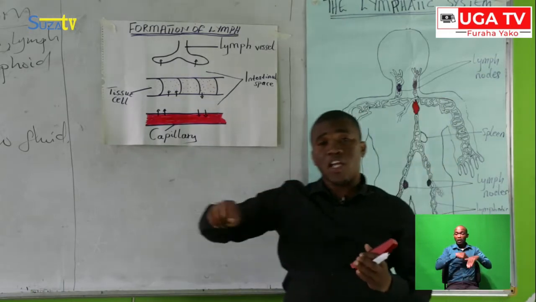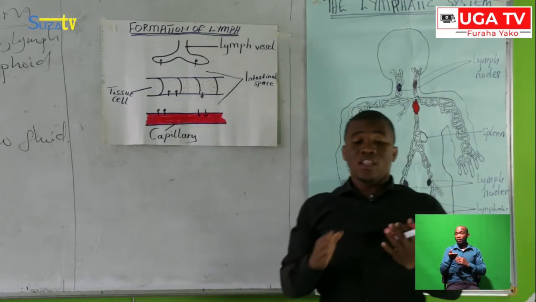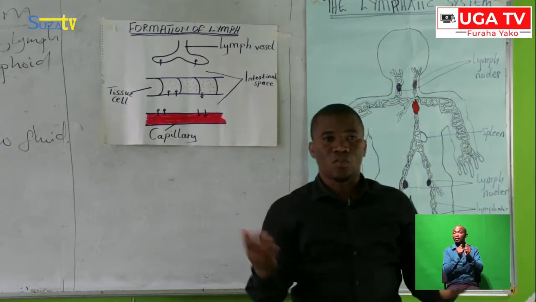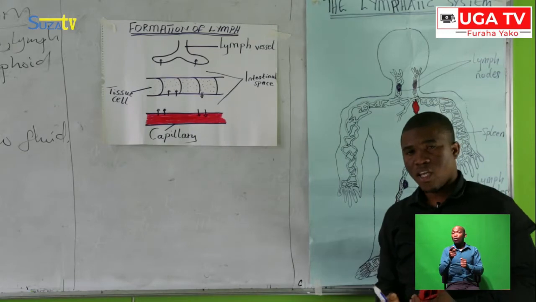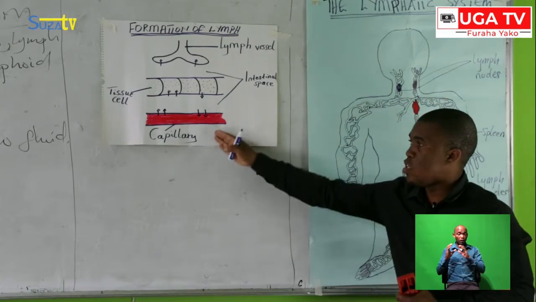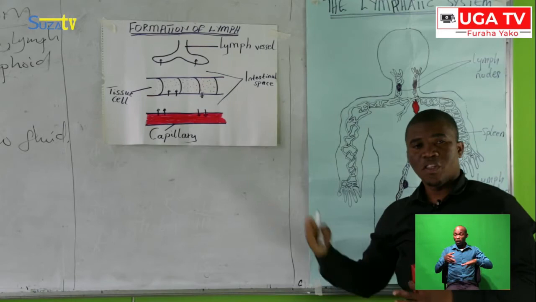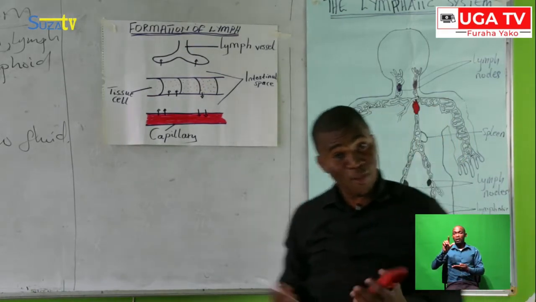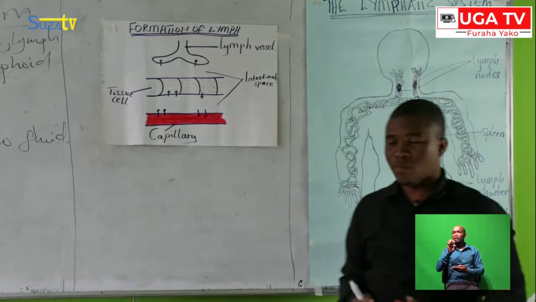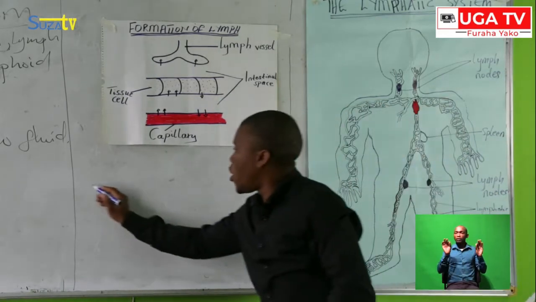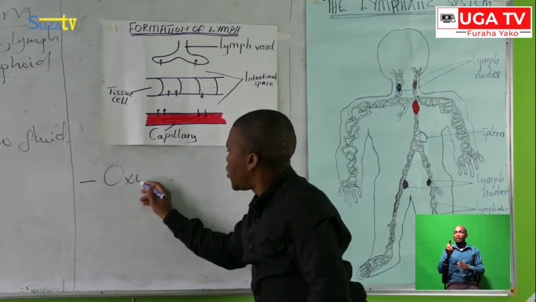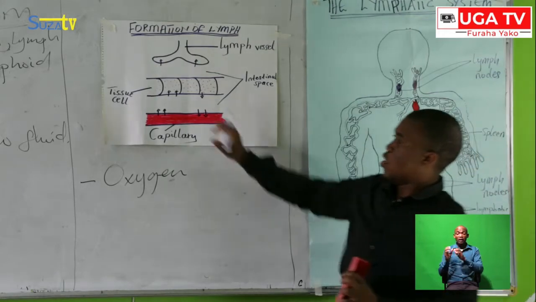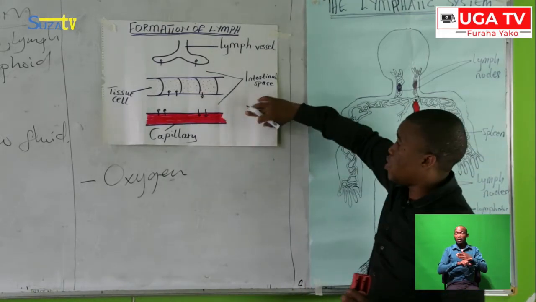The blood passing through possesses a lot of substances. Example, who can try to mention an example of material carried in this kind of blood passing through the capillary? Zena, can you try? Okay, stand up. Yes, good. Clap one.